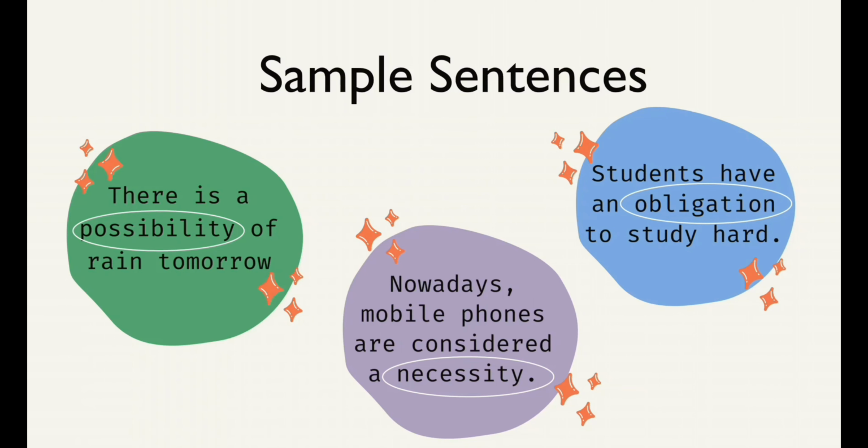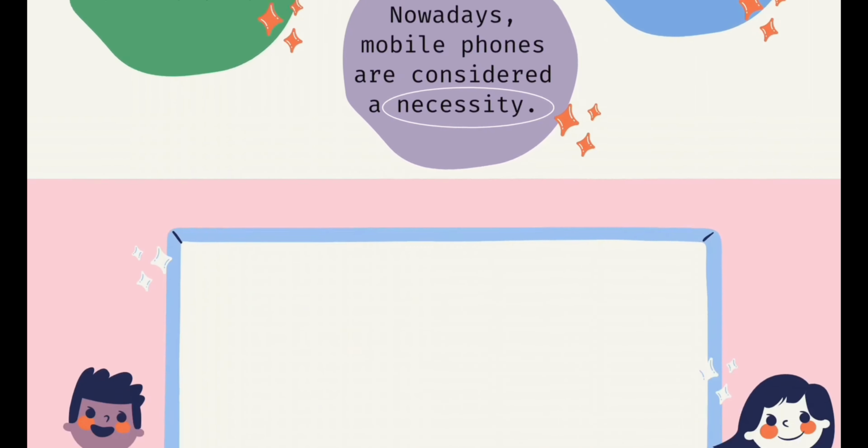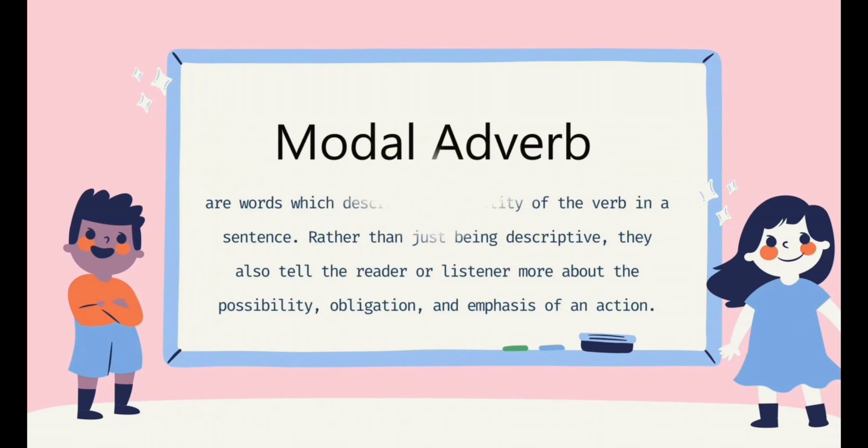And now, the last type of modals is the modal adverbs. Modal adverbs are words that describe the modality of the verb in a sentence. Rather than just being descriptive, they also tell the reader or listener more about the possibility, obligation, and emphasis of an action. Like other adverbs, these ones are unique because they help express modality, which is why they are called modal adverbs.